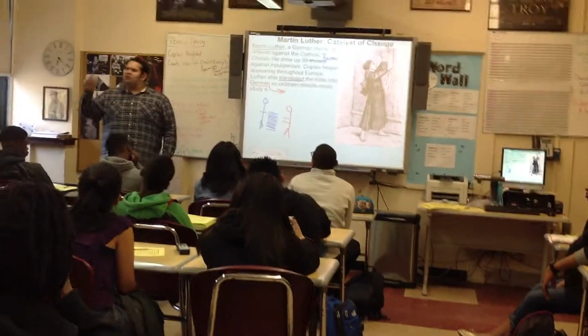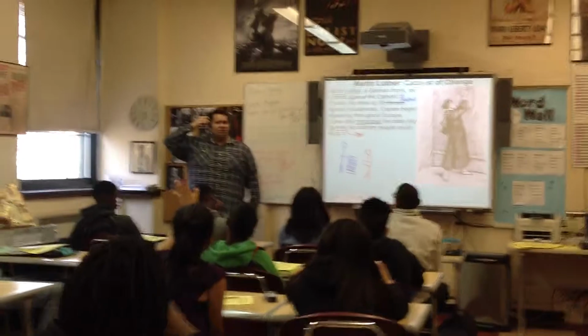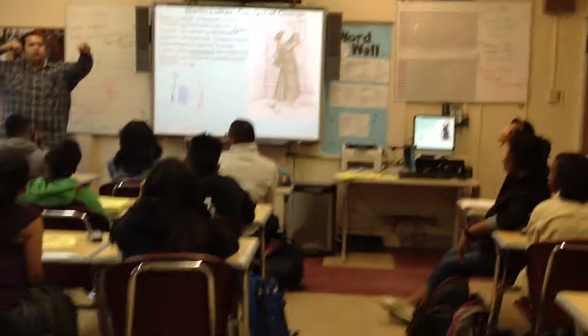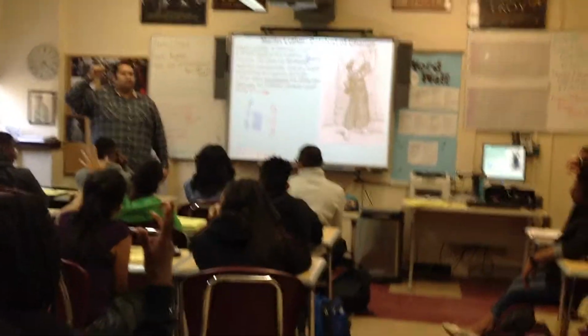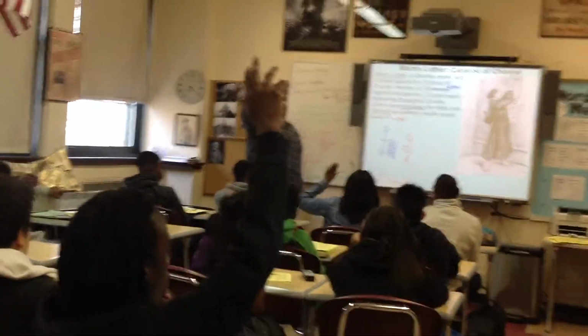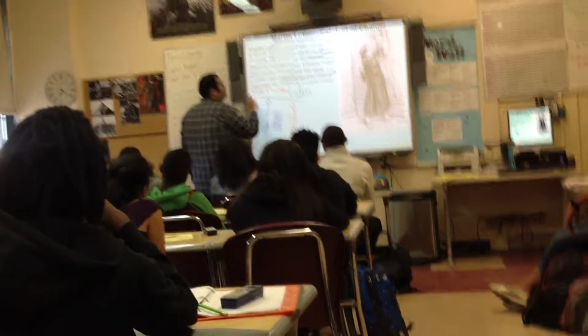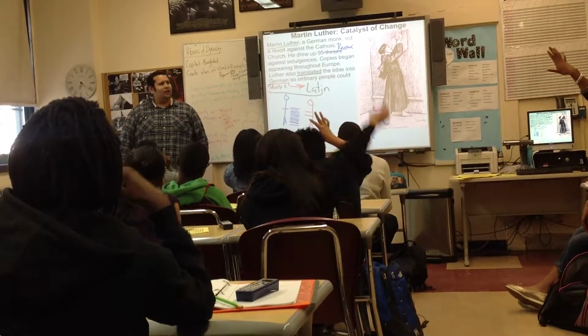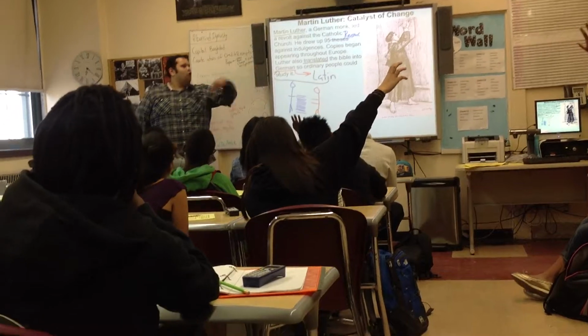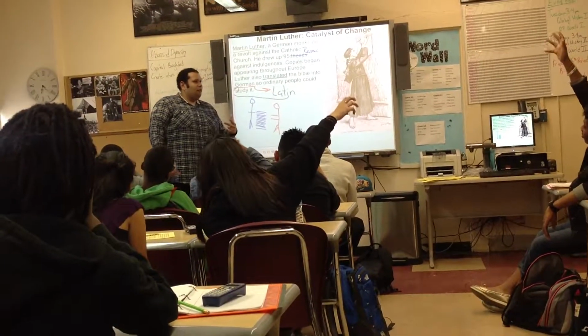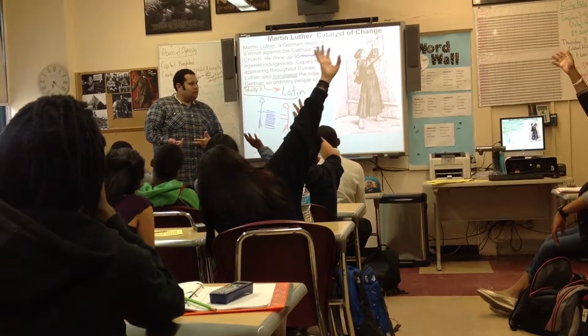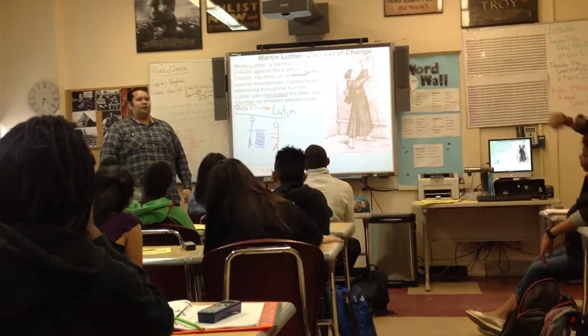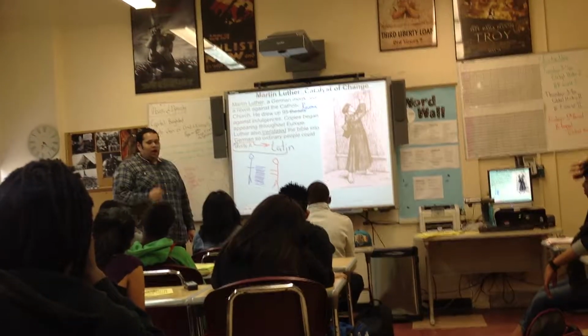So he wants to change. So first of all, what's the language of the Bible? Someone raise their hand. Allison? Italian? Close. Very, very close. Emily? Latin. Good. So he wants to take it from Latin and turn it into German. But why? Which people? Spanish people? The German people. Good job. All right.